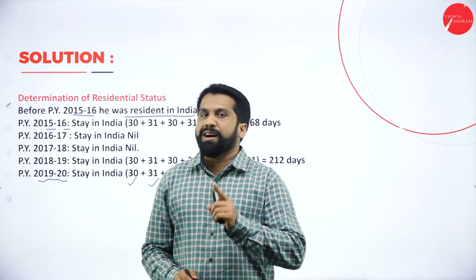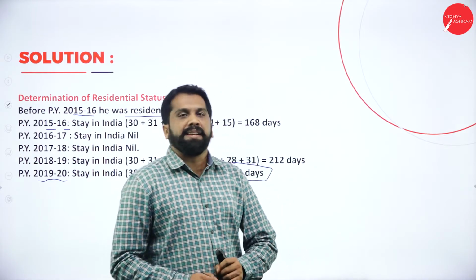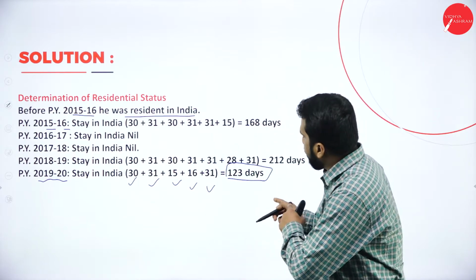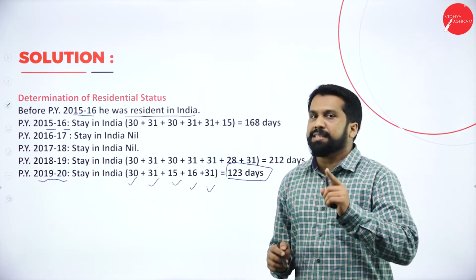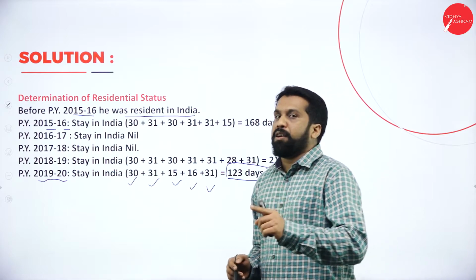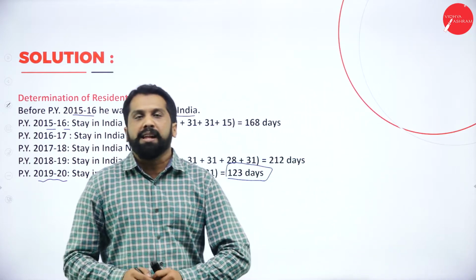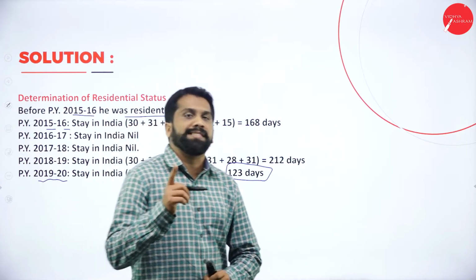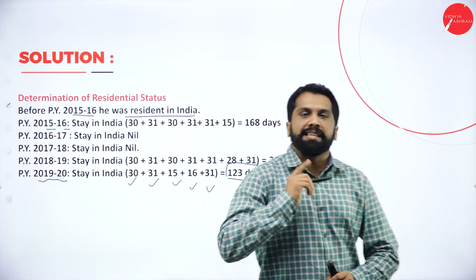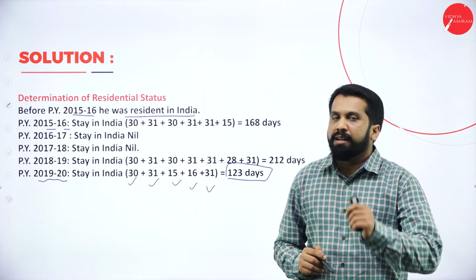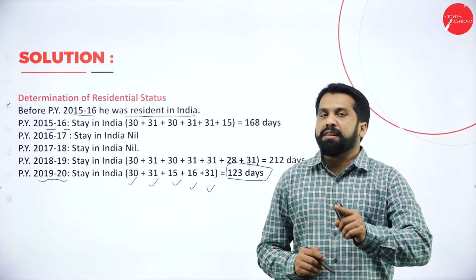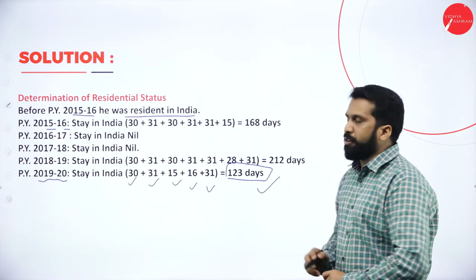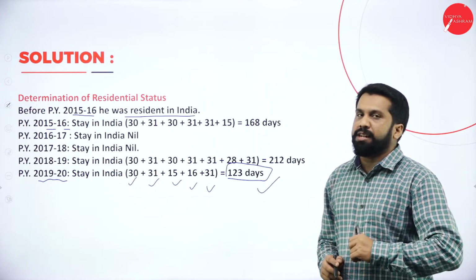What is the rule? One says he must be in India for 182 days. Was he there in the previous year? The answer is no. If he was not there in India for 182 days, what is the second option? You have to go for the second option. In the second option, they have given that at least he must be in India for 60 days. The answer is yes. He was there for more than 60 days.